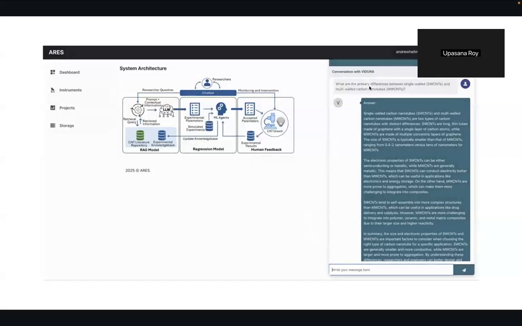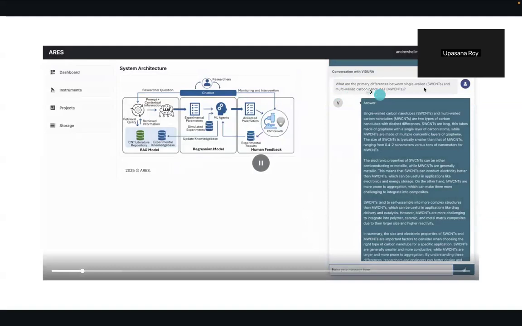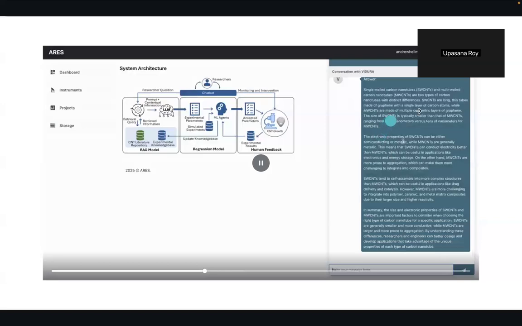So here, as you can see, I have entered this question: what are the primary differences between the single-walled and the multi-walled carbon nanotubes? You can see this is the answer which I have got. And I would just like to give you a brief overview of what it is telling. The single-walled nanotubes and multi-walled nanotubes are the two types of carbon nanotubes with distinct differences.